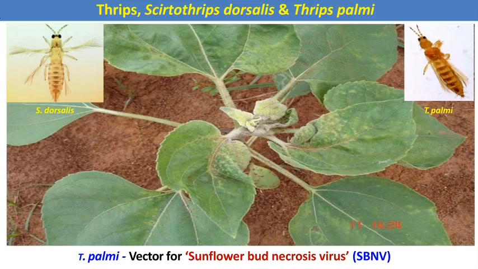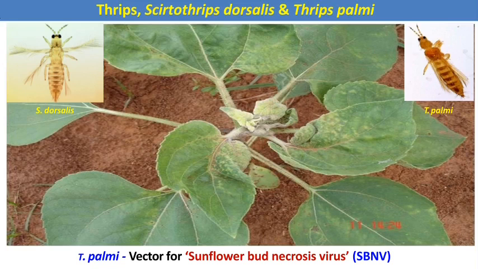Next, that is the thrips. There are two major species of thrips which attack sunflower crops. In that, the first is Scirtothrips dorsalis, and next Thrips palmi. These thrips have rasping and sucking type of mouth parts. They scrape the epidermal layers of the leaves and suck the oozing cell sap, and as a result of feeding, in case of severe infestation, the leaves show silvery white patches.